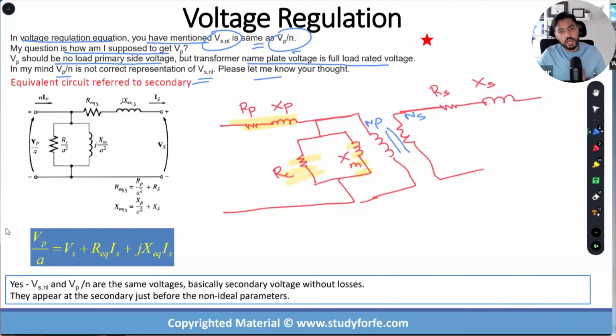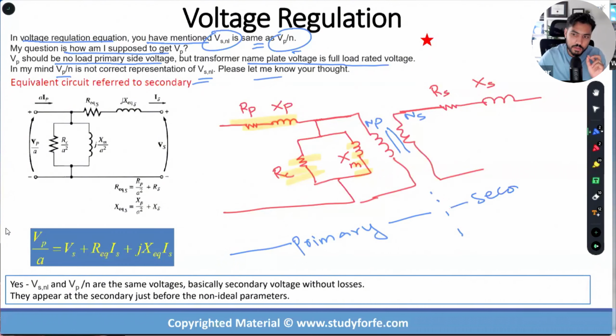Okay. Now, here is the punchline. This is primary. And this is secondary. So far, so good? Right? And the turns ratio NP by NS is equal to A.